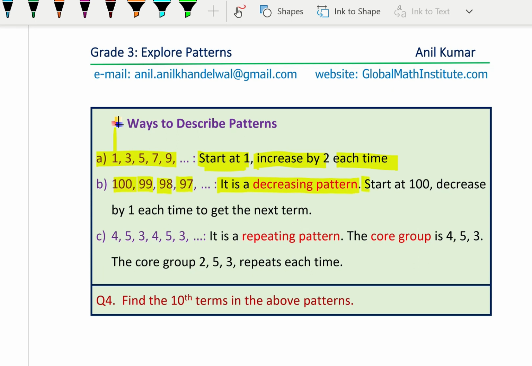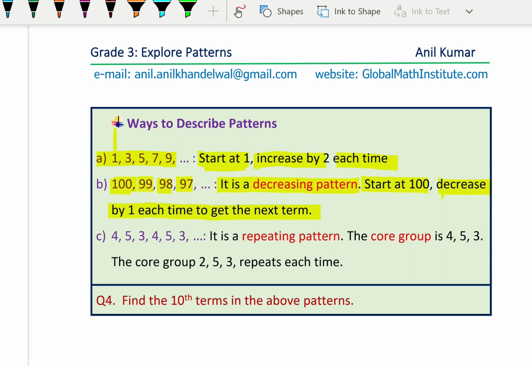So we have written start at 100 and then we are saying decrease by 1 each time to get the next number. So start at 100 and then less 1 each time. So we get 99, 98, 97 and so on.